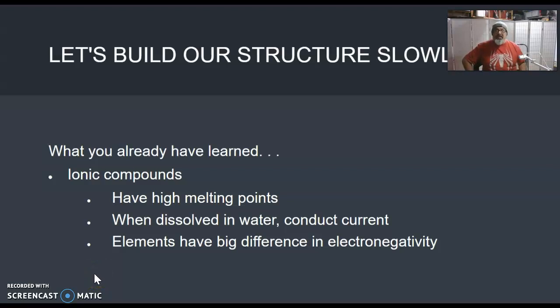Elements have big differences in electronegativities, going back to your rules for the periodic table, some of those trends that you needed to know. Remember, fluorine is the most electronegative. Francium is the least electronegative. Still, both of those are very reactive, but for different reasons.